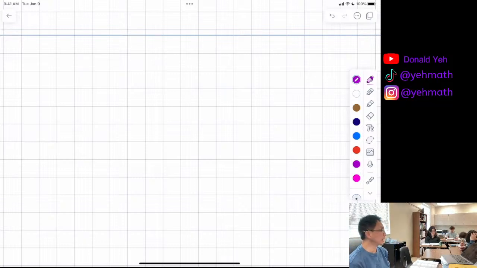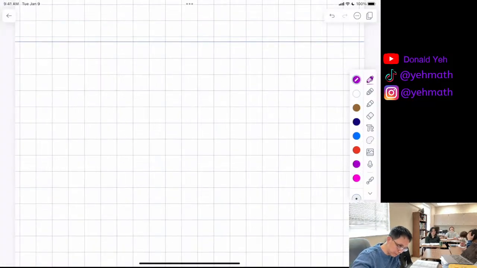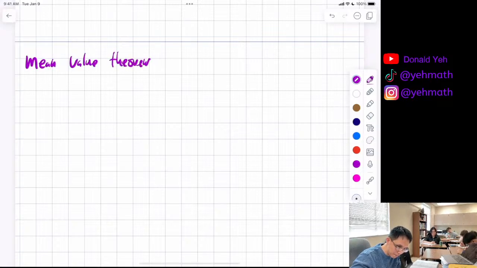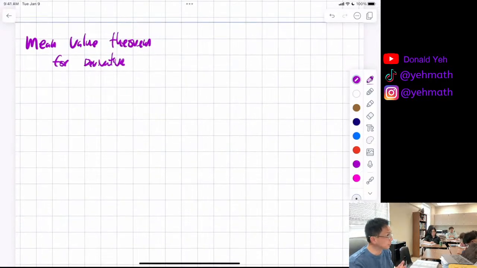I want to review something that's very important, which is the mean value theorem for derivatives. Why did I do the mean value theorem for derivatives, although you learned it before? I will say at least 4 points out of 108 on the AP exam are based on the mean value theorem. You have to understand it. If you don't, you lose those 4 points.